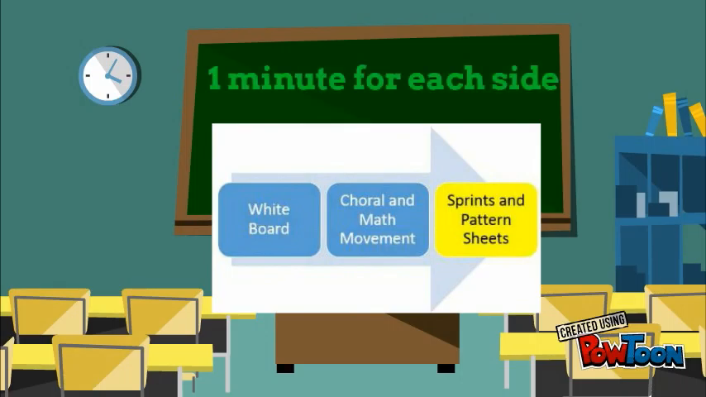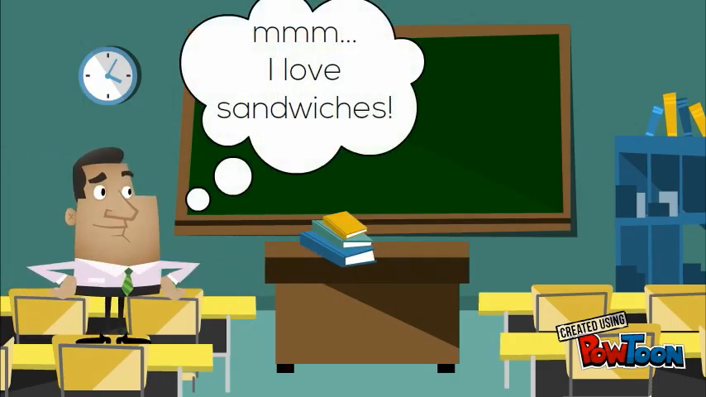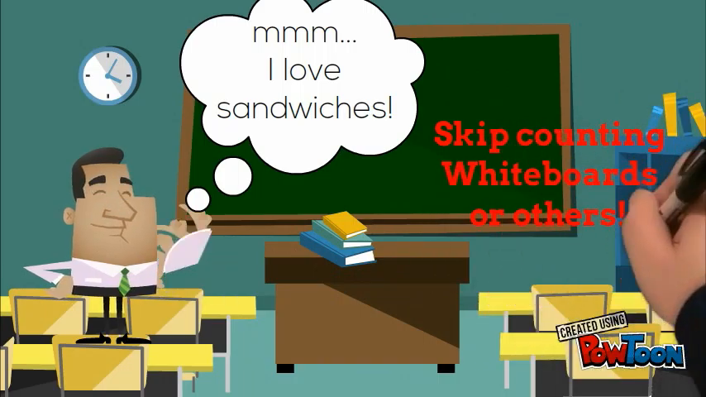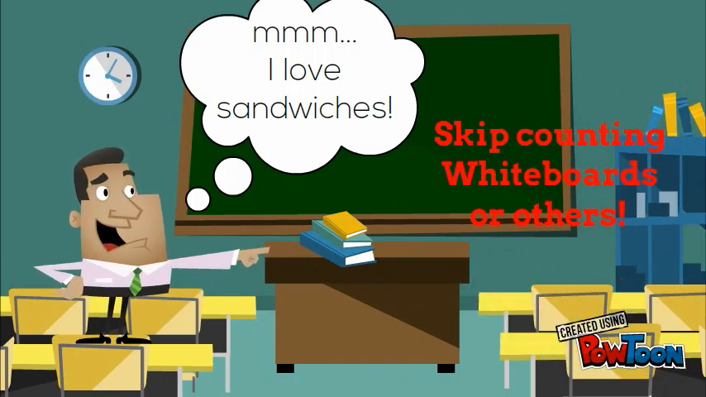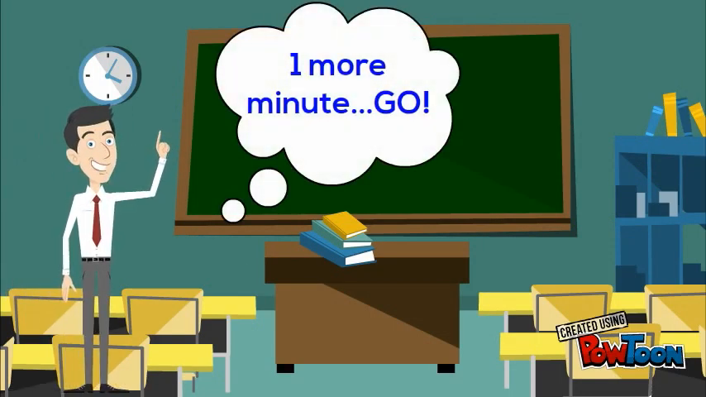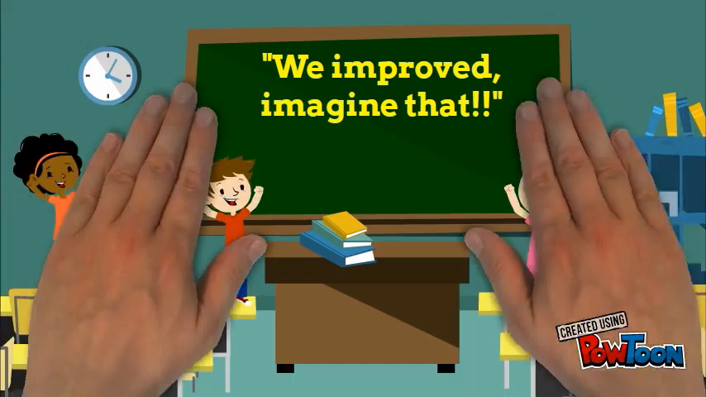Give students 1 minute to complete side A of the sprint and go over the answers as a class. Between sprint A and B, you can do a sandwich activity that might include skip counting, whiteboard use, or looking closer at missed problems from side A. After the sandwich activity, give students another minute to do side B, and then go over the answers. Students should compare their progress from side A to side B to see their improvement.